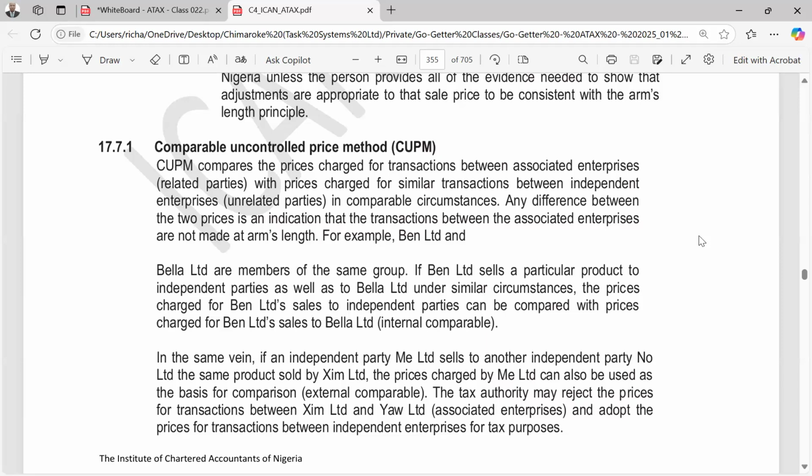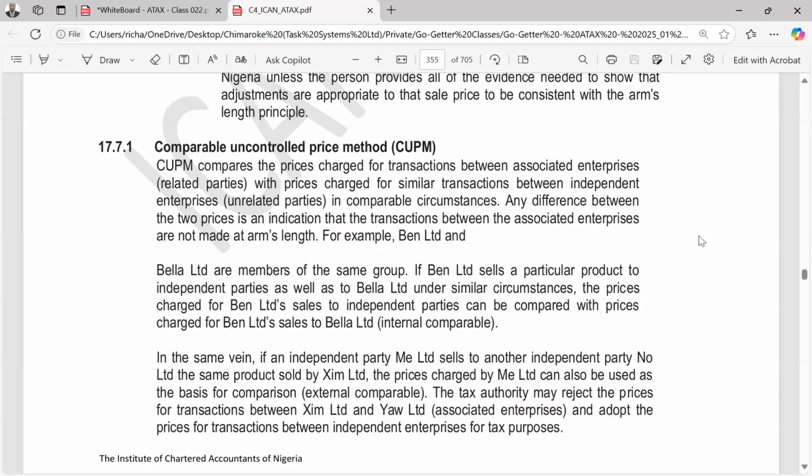So now, the price that Ben Limited will charge to Bella should be the same as how they charge independent parties, because they're buying it under similar situations. So this is what they call internal comparability. This is because you are comparing Ben's sales to Bella with Ben's sales to outsiders.